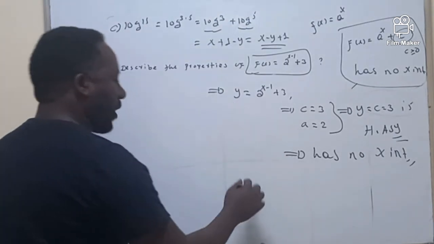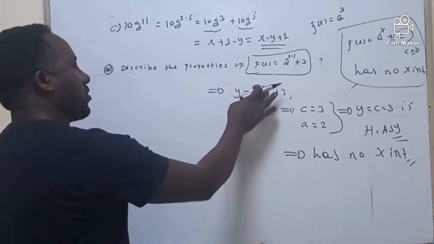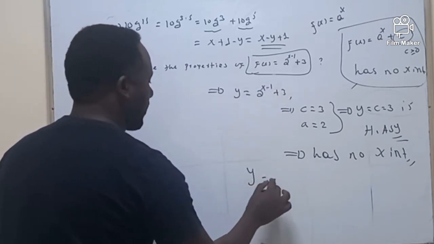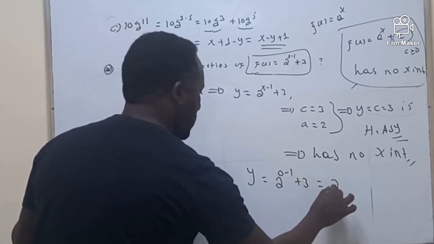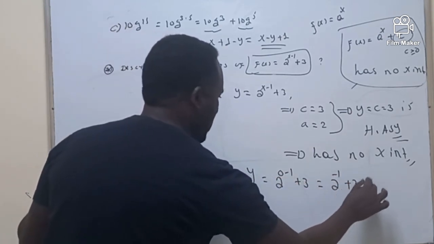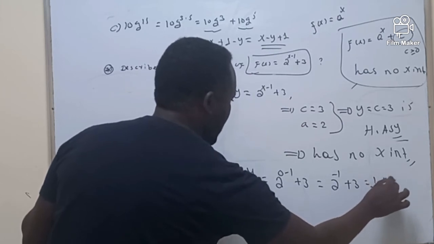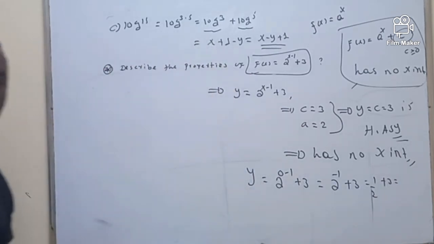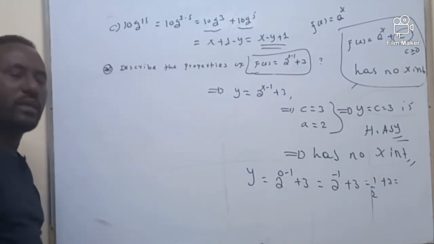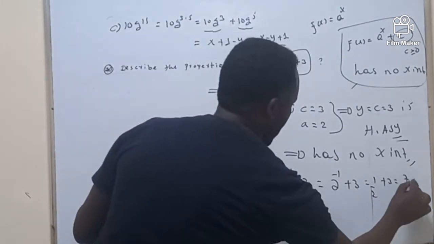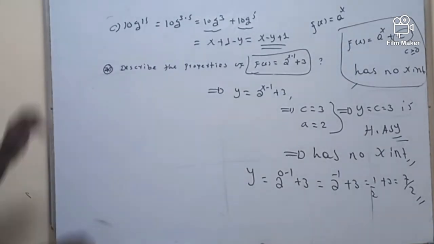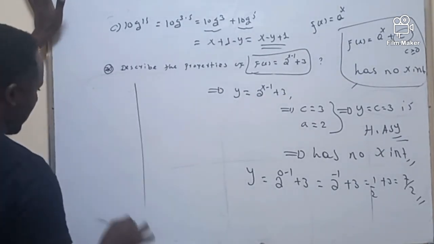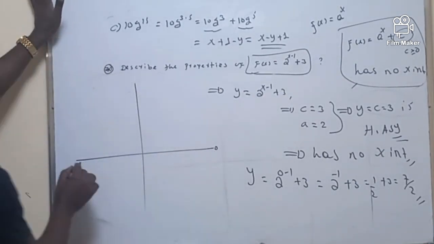In order to determine the y-intercept, you have to give x as 0. So the y-intercept is 2 raised to 0 minus 1, plus 3, which is 2 raised to minus 1 plus 3, which is 1 over 2 plus 3. That is 7 over 2. This is the y-intercept.